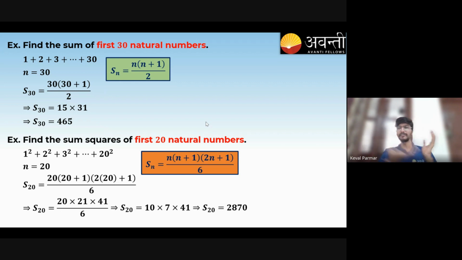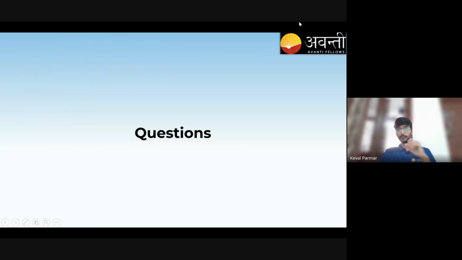These are some basic examples to get to know how to use the formula. Many a times there is a confusion among students about how to use the formulas. So here we saw how to use the formula. Just substitute the value in place of n. If it is 30 natural numbers, then we substitute 30. If it was 40, then we will substitute 40, and so on. So let's look at the questions now.